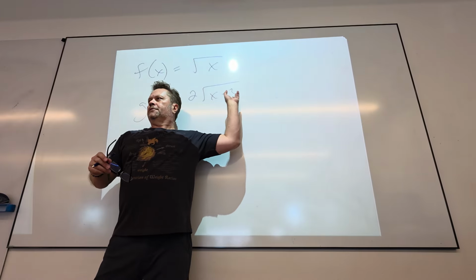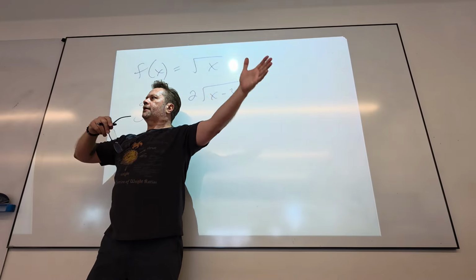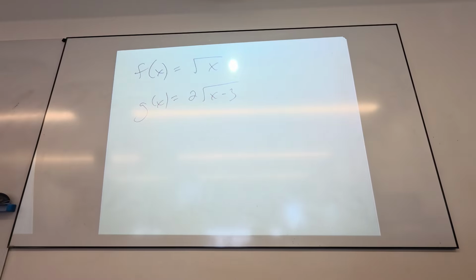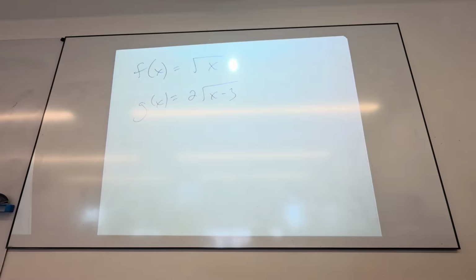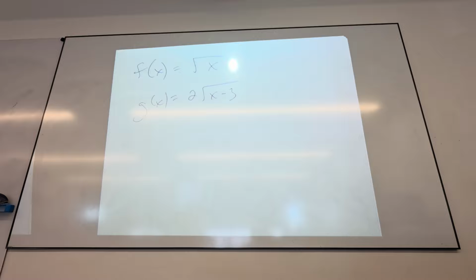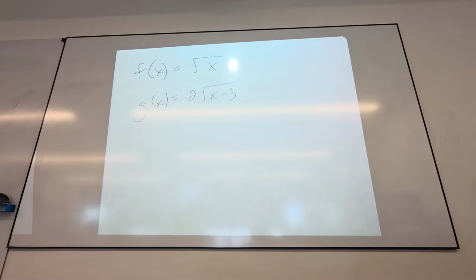Where's this -3? Is it inside with the x or is it outside? Inside. Do you guys remember that was a huge part of this? If it's inside, it's going to be left or right. If it's outside, it's going to be up or down. Yes? So is that going to make it move left or right or up or down? Left or right. In this case, specifically right. So when it's inside, it does the opposite of what it looks like.